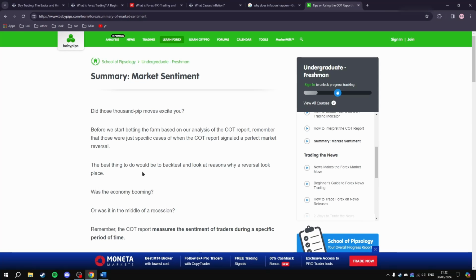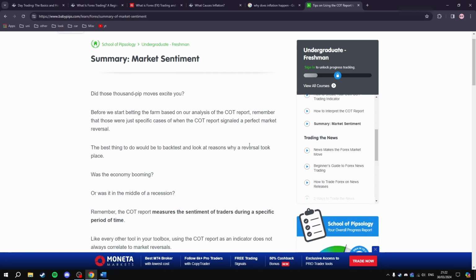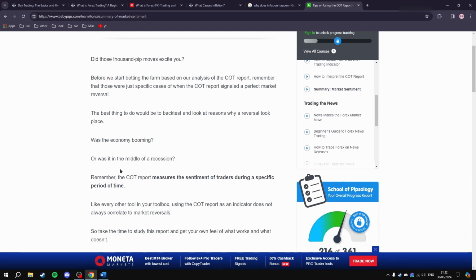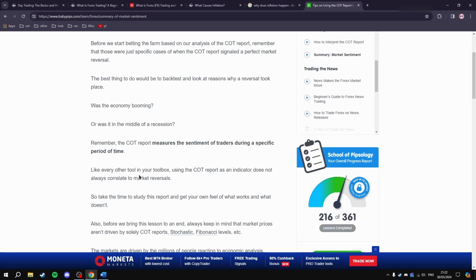Did those 1,000 pip moves excite you? Before we start betting the farm based on our analysis of the commitment of traders reports, remember that those were just specific cases of when the reports signaled a perfect market reversal. The best thing to do would be to backtest and look at the reasons why a reversal took place. Was the economy booming, or was it in the middle of a recession? Remember, the commitment of traders report measures the sentiment of traders during a specific period of time. Like every other tool in your toolbox, using the report as an indicator does not always correlate to market reversals.